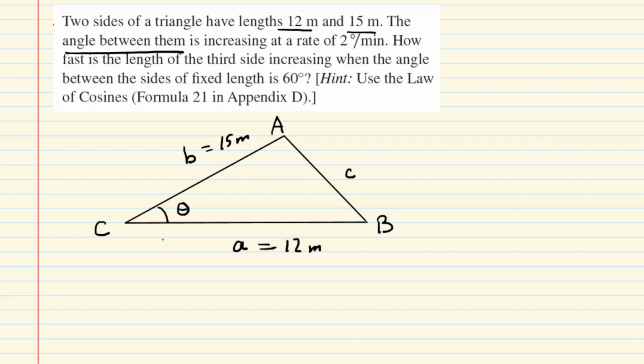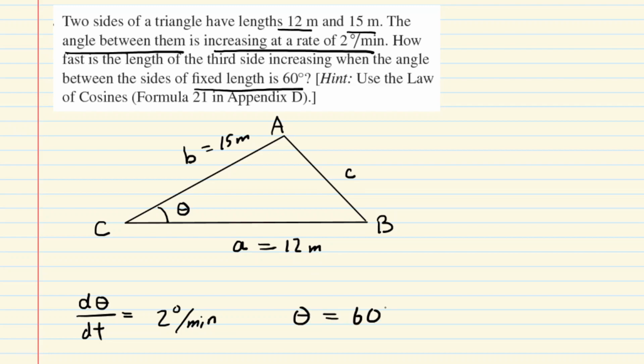Now, let's write down some of the known information in addition to the lengths. We know that the angle is increasing at a rate of 2 degrees per minute. So we would express that in the following notation. We would say that the derivative of the angle with respect to time is equal to 2 degrees per minute. Now, at some moment, the angle between the fixed sides is 60 degrees. So we're going to say that theta is equal to 60 degrees.